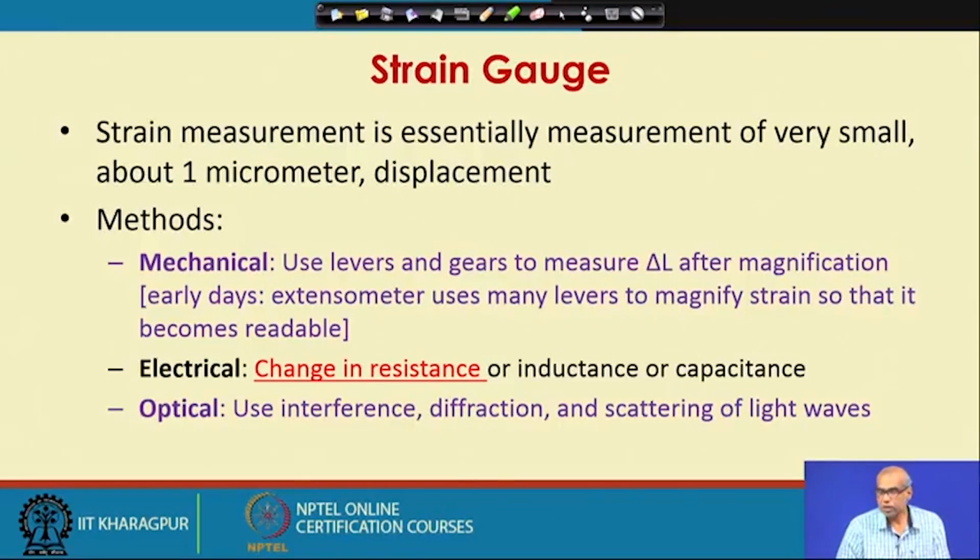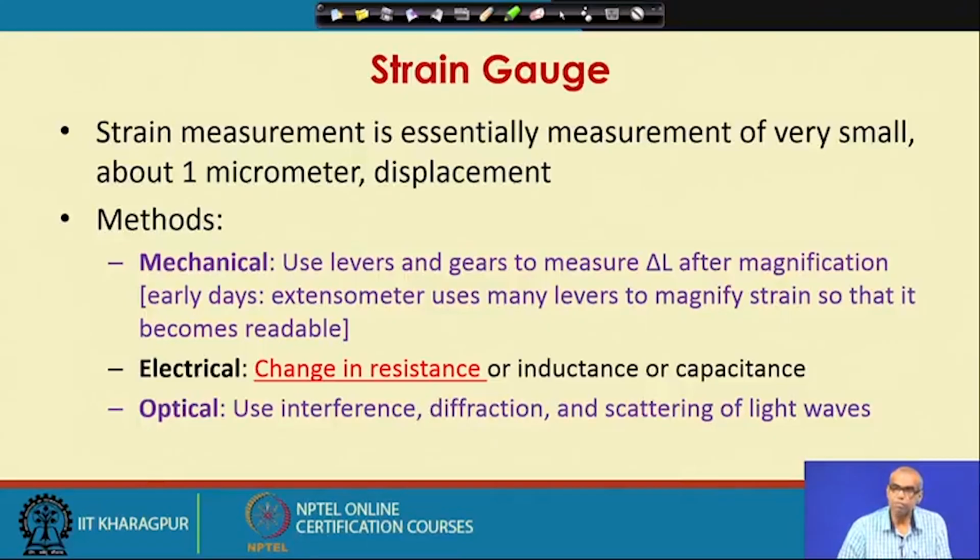Strain measurement is essentially measurement of very small displacement. It may be as small as 1 micrometer. There are various methods for measurement of small displacement. There are mechanical methods, there are electrical methods, and there are optical methods. Mechanical methods use levers and gears to measure the change in length after magnification. Extensometer uses many levers to magnify strain so that it becomes readable.